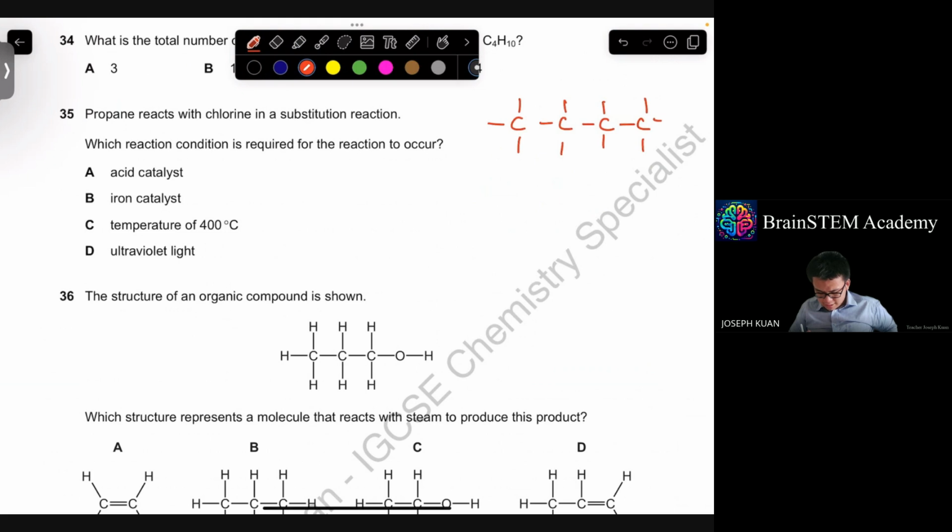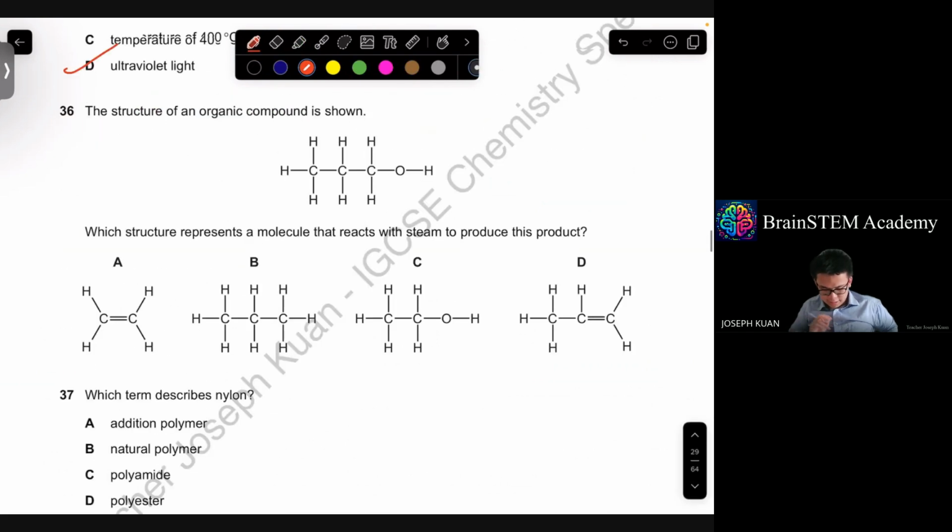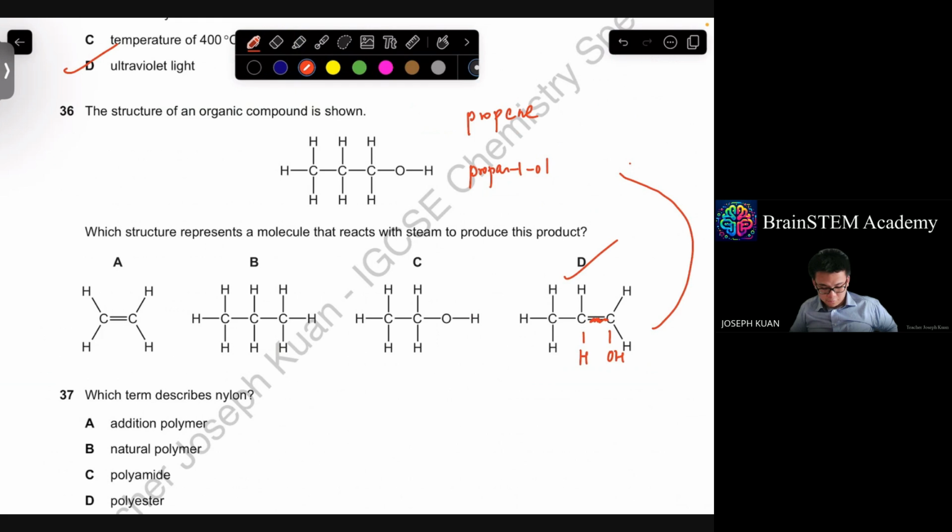Next, propane reacts with chlorine in a substitution reaction. Which reaction condition is required for the reaction to occur? So for substitution in alkanes, we need UV light. Next, the structure of an organic compound is shown. Which structure represents a molecule that reacts with steam to produce these products? So to produce a propan-1-ol, we must have a propene molecule. So D is the answer, where catalytic addition of steam occurs to produce propan-1-ol.